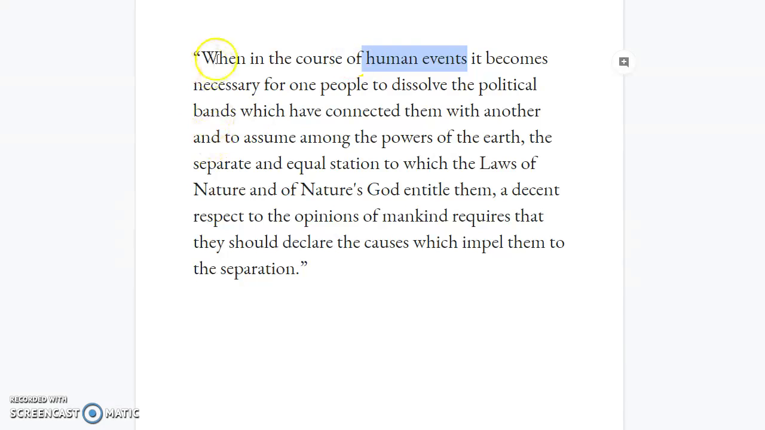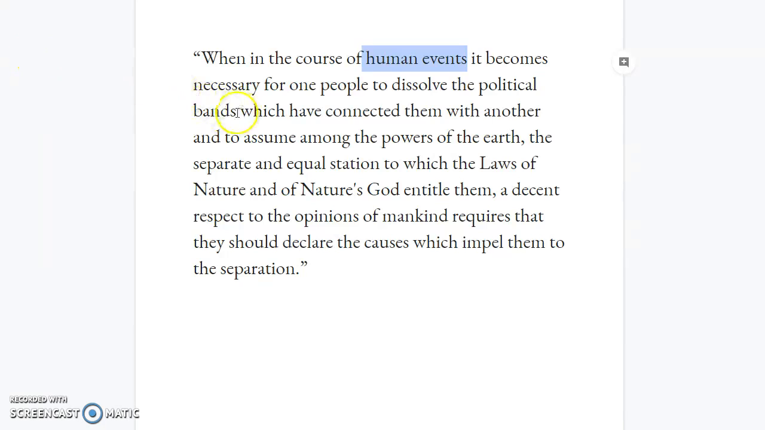So you get the idea, right? When in the course of human events it becomes necessary. So when in the course of human events, that just means during the events that affect people, so at some point that people care about, it becomes necessary for one people to dissolve the political bands.